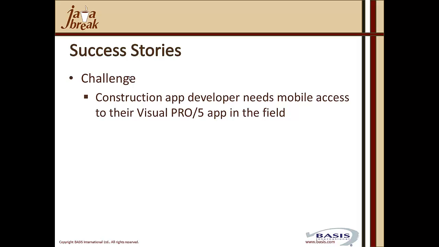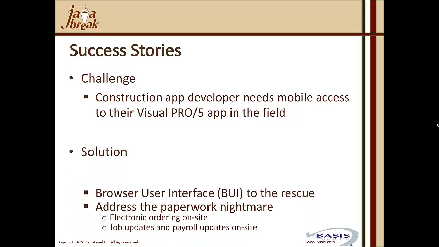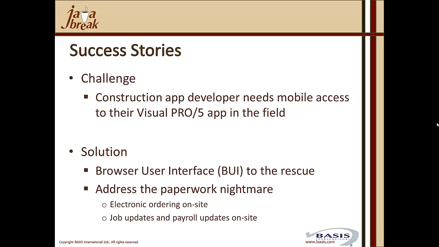The next success story we'll look at is a vertical market construction app developer who needed to provide mobile access to their Visual Pro 5 app in the field. So the solution was to migrate the app to BBJ and take advantage of the browser user interface. That addressed the paperwork nightmare on site. Electronic ordering could take place on site via mobile devices, be they smartphones or tablet devices. Job updates and payroll updates could also take place on site. So remote job entry could take place through the mobile devices.